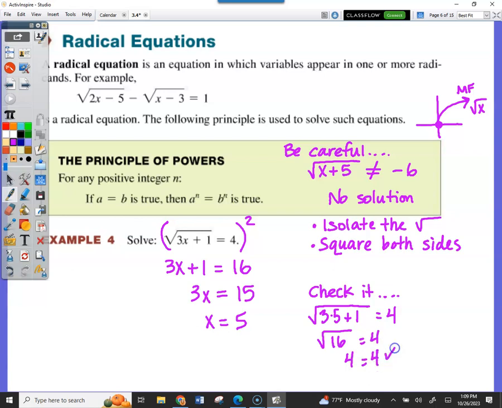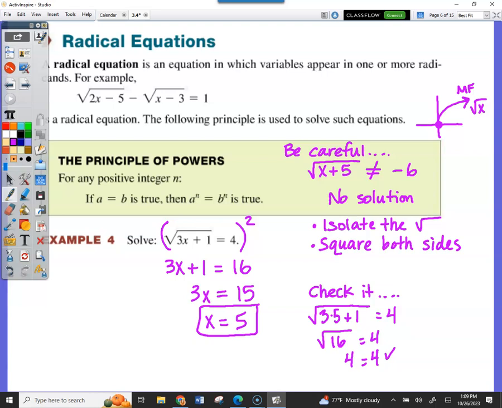Now we're checking here, so you do stick with the positive square root, for the same reason we talked about earlier. All right, go to the next one. What do you think you have to move? The 5. You've got to move the 5.